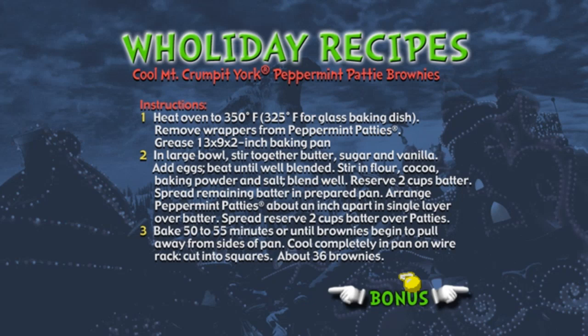Step 3. Bake 50 to 55 minutes or until brownies begin to pull away from the sides of the pan. Cool completely in pan on a wire rack, cut into squares. Makes about 36 brownies. Press the left arrow key to go to the previous page. Press the Enter key to return to the Bonus Materials menu. Press the right arrow key to go to the next page.